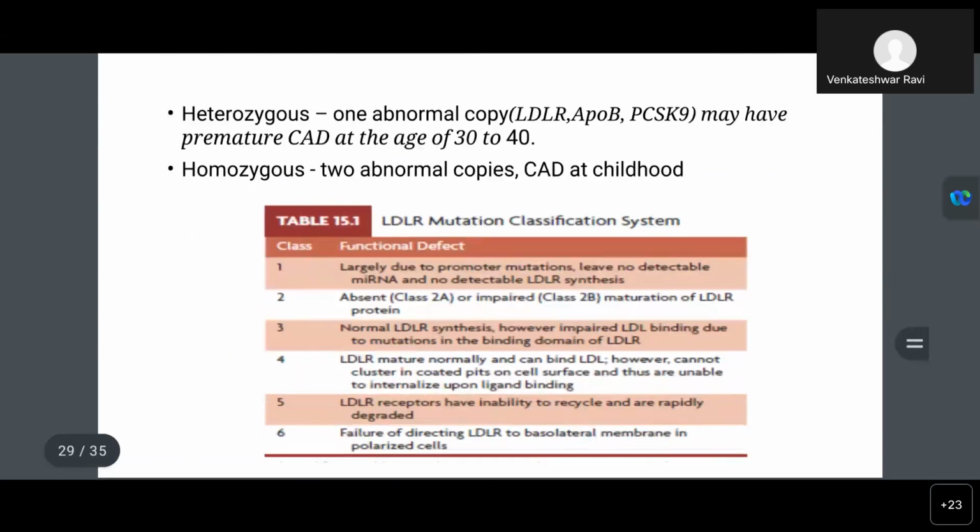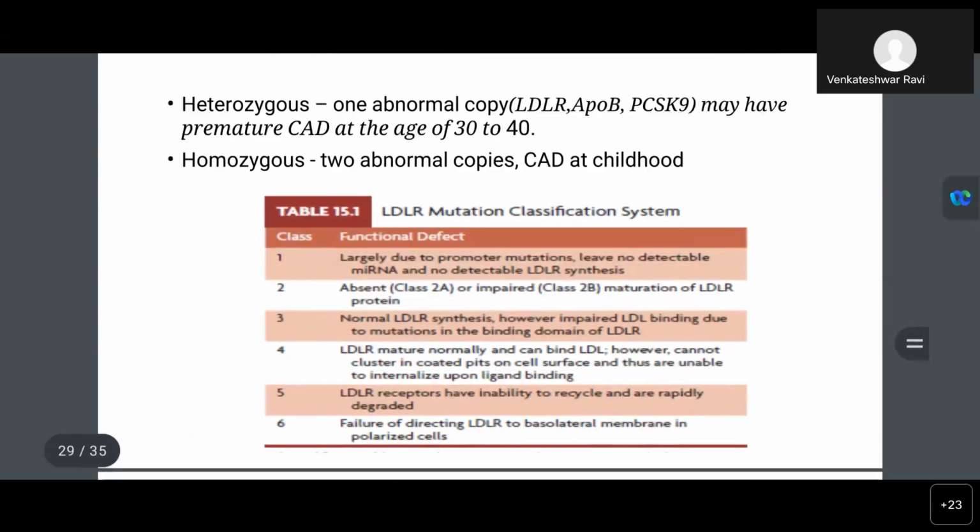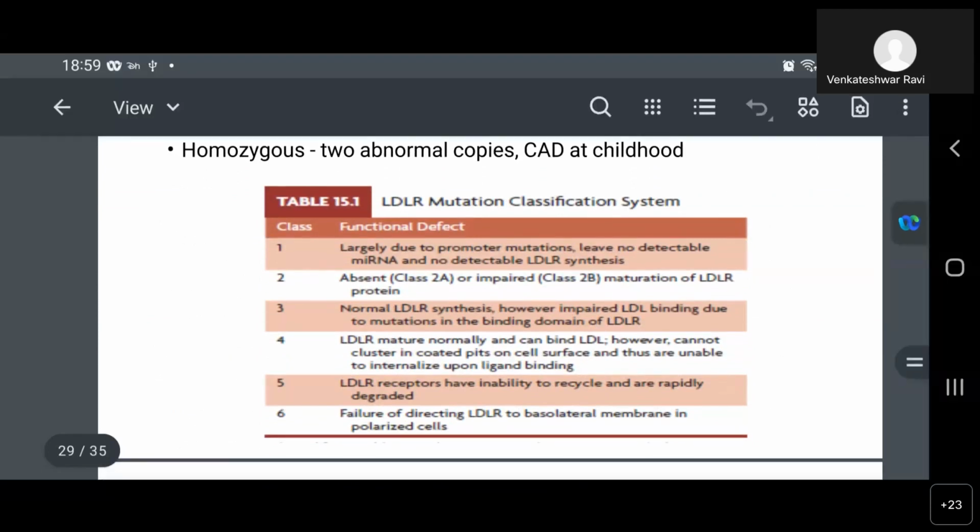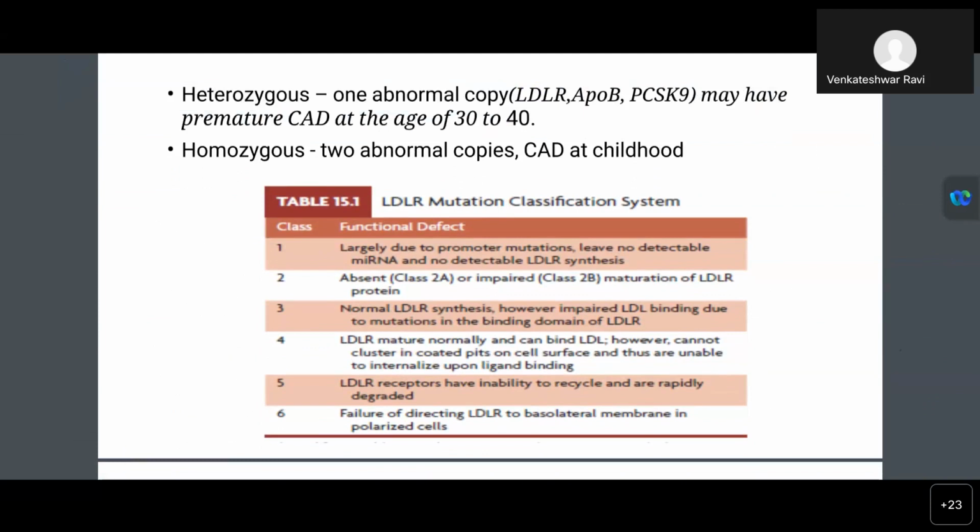They are heterozygous and homozygous. In heterozygous, where only one abnormal copy of the gene is present, patients may have premature CAD at the age of 30 to 40. Whereas homozygous is very catastrophic, where the patient has CAD even in childhood. And based on the mutation of the LDLR gene, a classification system of five to six classes of LDLR mutation has been introduced.